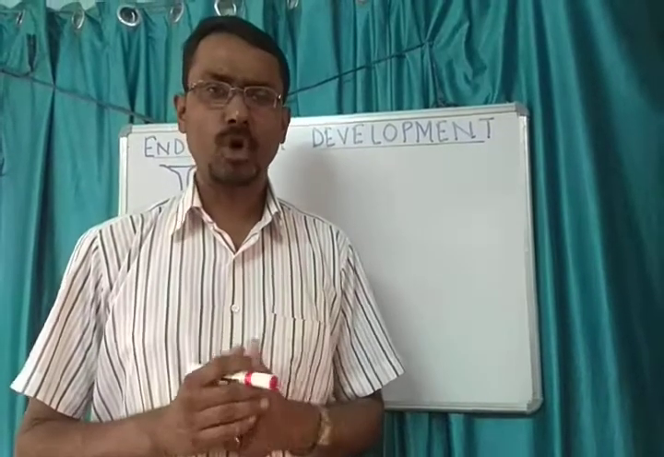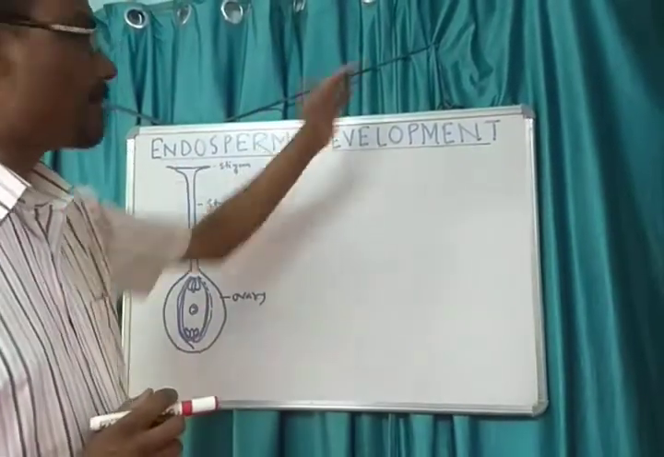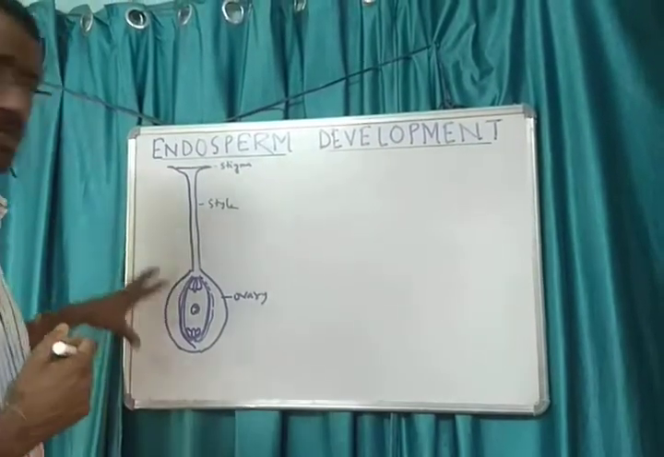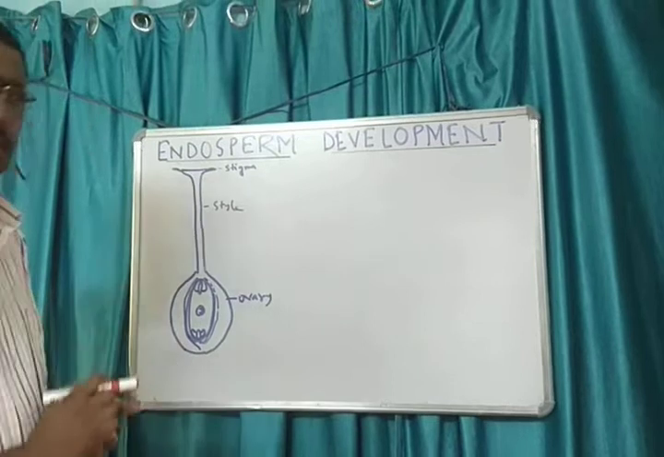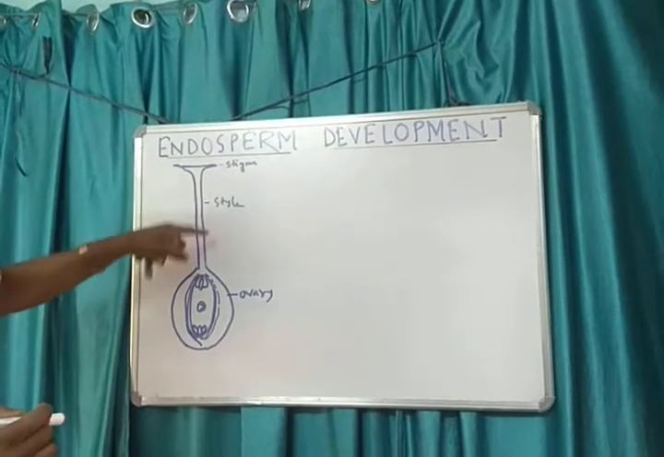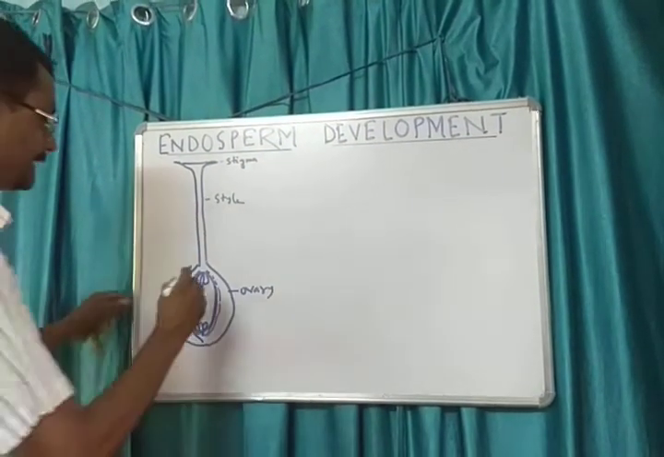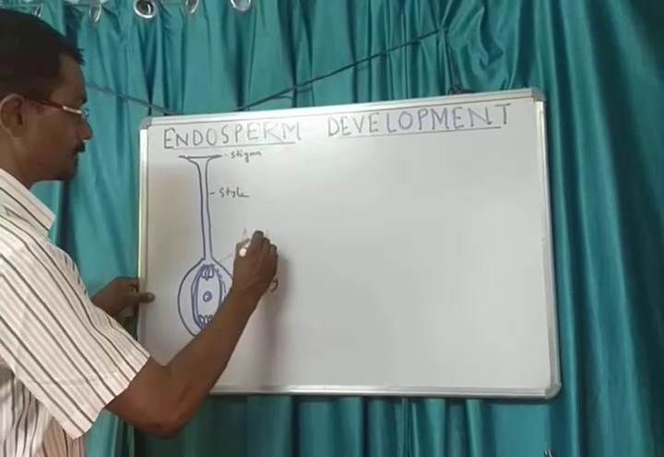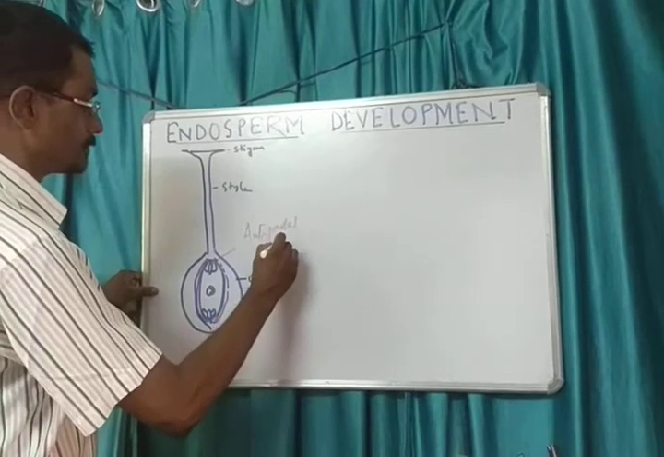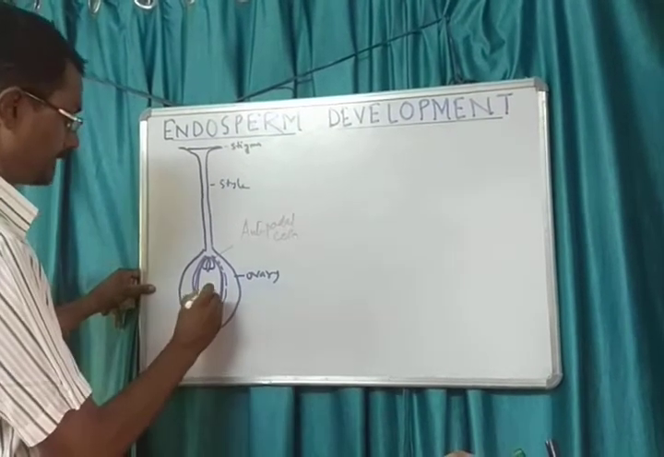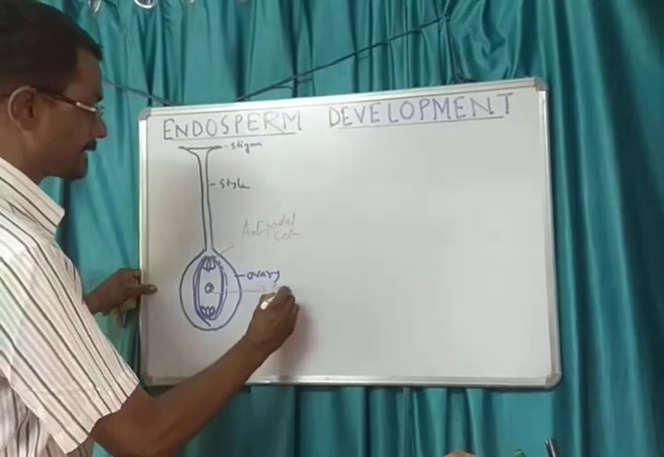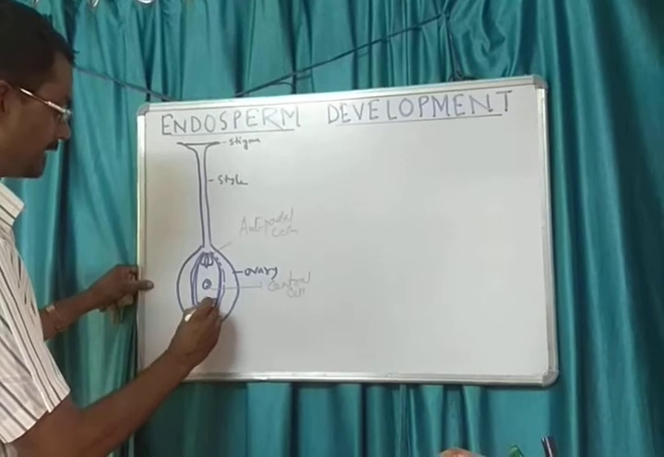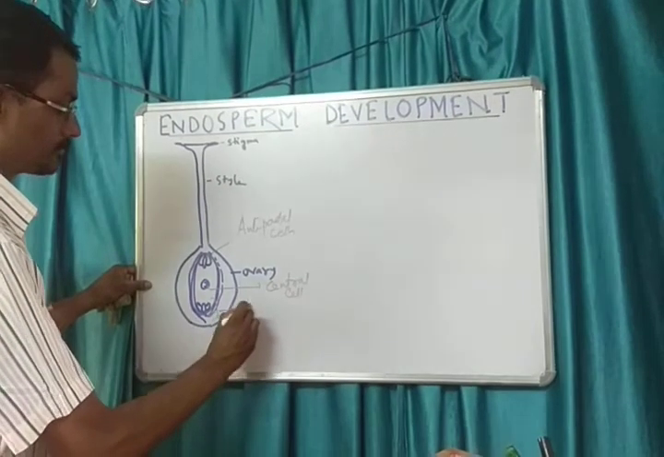Students, today let's learn about endosperm development in angiosperms. This is the gynoecium portion of a flower, which has stigma, style and ovary. Here you are finding the antipodal cells. This one is the central cell, and here remains the egg apparatus.